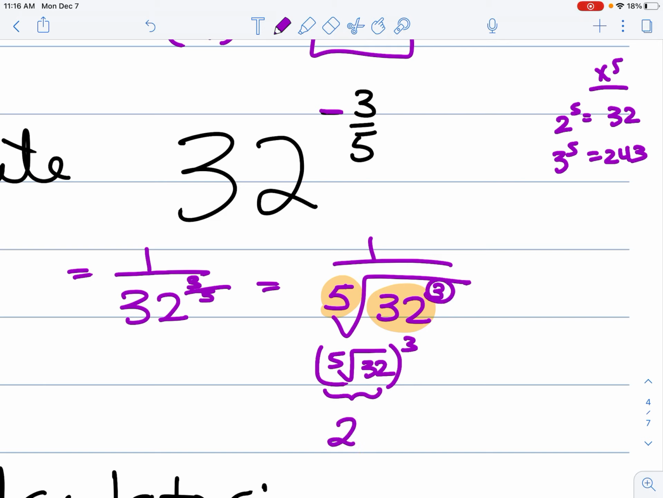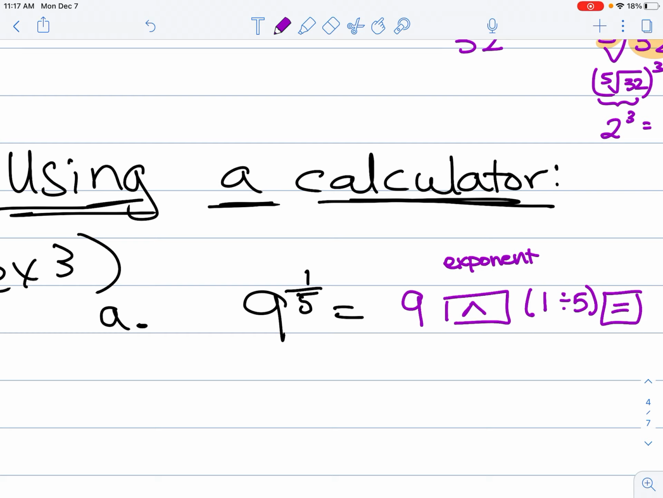Okay, so now here's how to do that in a calculator. Using a calculator, if you've got 9 to the 1/5, here's what you're going to do. You're going to type in the number 9, and then you're going to use your exponent key. So in my calculator, an exponent key looks like this upper caret. And then I'm going to write parentheses 1 divided by 5 end parentheses. And I'm going to hit the equal key. So I'm going to get 9 to the 1 over 5, and I get 1.55. You get a longer one, but I'm just rounding it to the nearest 2 decimal places.